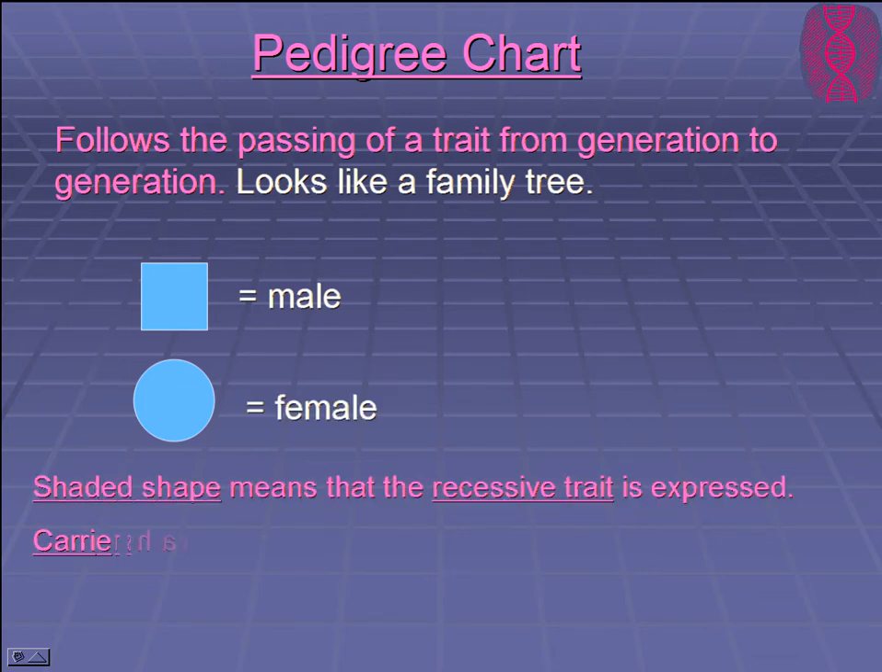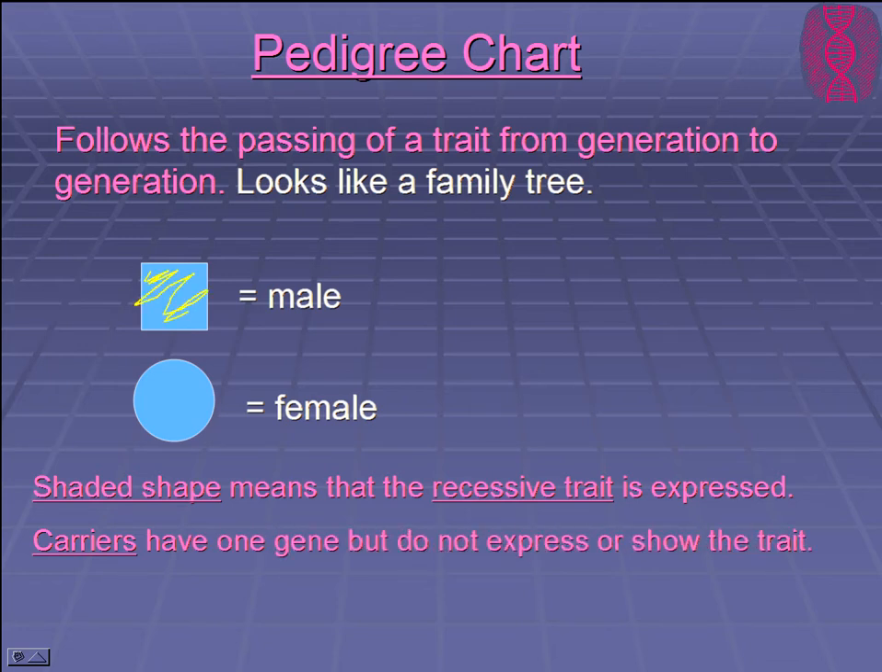The shaded shape, meaning the shading in of the male or the female shape, represents the recessive trait being expressed. Now remember, the recessive trait is like little t, little t. That's the only way you can get the recessive trait. Or little r, little r. So if it's shaded in, such as these two are, the recessive trait means that you're going to have both lowercase letters, or homozygous recessive.